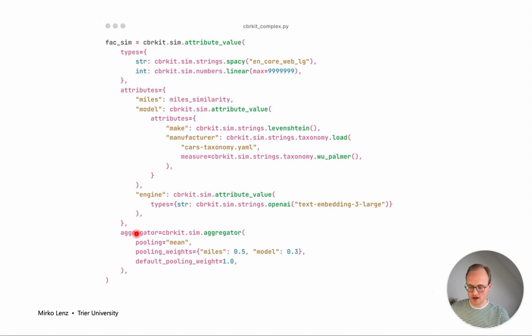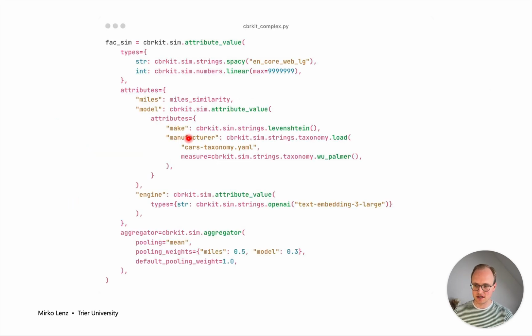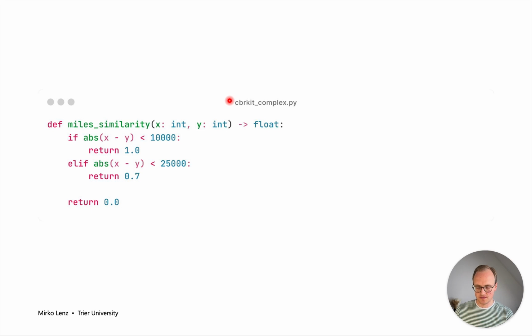And then finally, we can also customize the aggregator. In our case, we use the arithmetic mean, but apply some custom pooling weights to customize it. And then you may have wondered, so we have here mild similarity. This does not come from CBRkit, and it is also not called here. So what does that mean? This means we have now used a custom similarity function where we again have the same signature, X and Y having the same type, in this case int, returning a float. We can use that directly in our code here without needing to call it because it does not contain an inner function. So if you want to define a custom similarity function, you don't need to be so involved and have a nested function defined that is then returned and called. Just define it once and then pass the name.